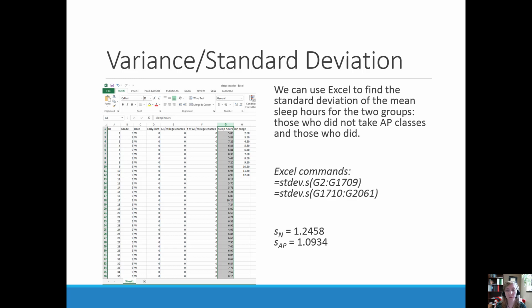We can use the same information to find the standard deviation for each group. Remember that we use the function stdev.s, as this calculates the standard deviation for a sample. Those who did not take AP or college courses had a standard deviation of 1.2458, while those who did take AP or college courses had a standard deviation of 1.0934.